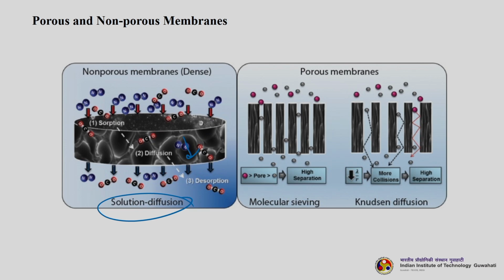If the solute is bigger than the pore size, then the separation will be high because most of the solute will be retained on the surface. That is called the molecular sieving mechanism. And if your lambda by r is lesser, or let us say the mean free path is higher than the pore diameter or pore mouth, then you will have Knudsen diffusion. This is more prevalent for gas separation.